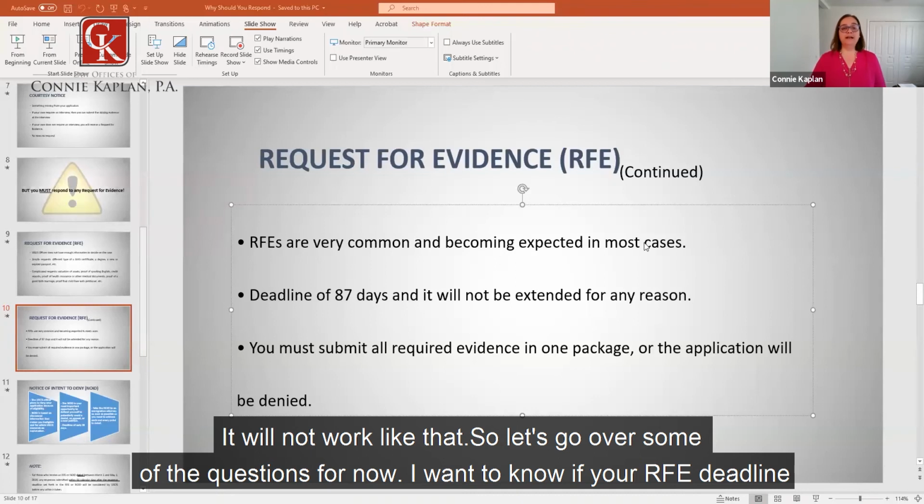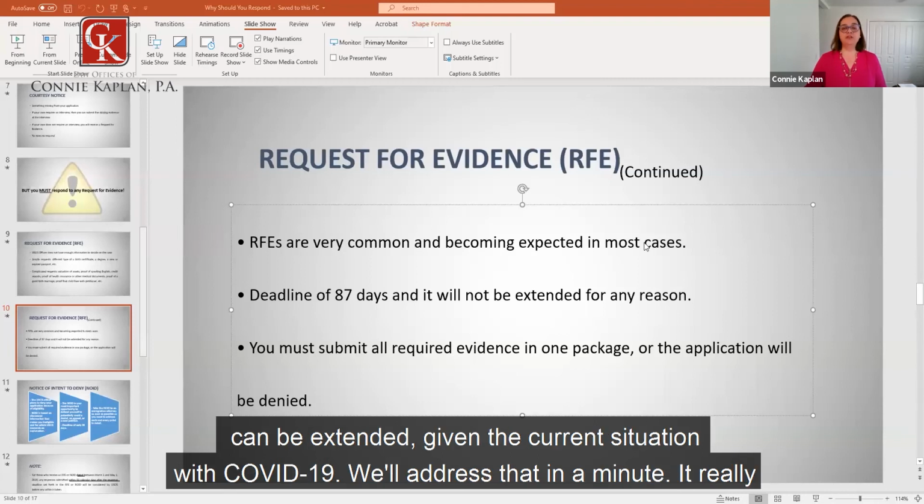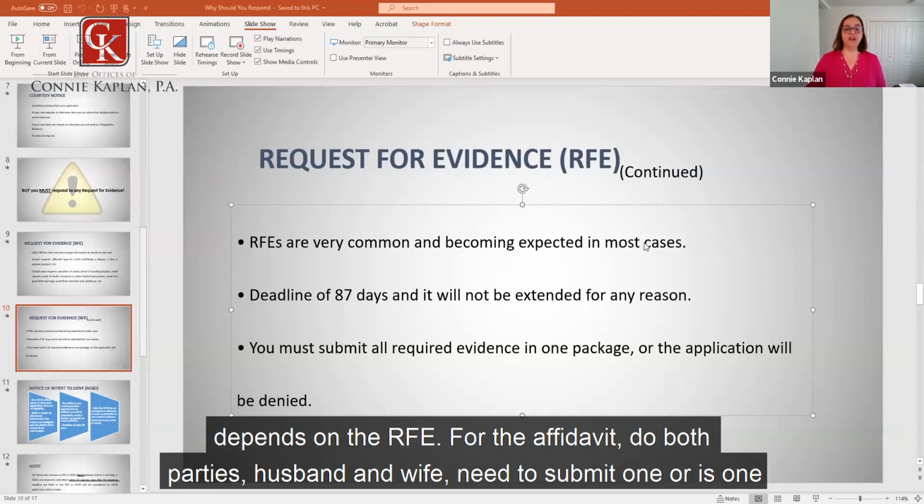So let's go over some of the questions for now. I want to know if your RFE deadline can be extended given the current situation with COVID-19. We'll address that in a minute. It really depends on the RFE.